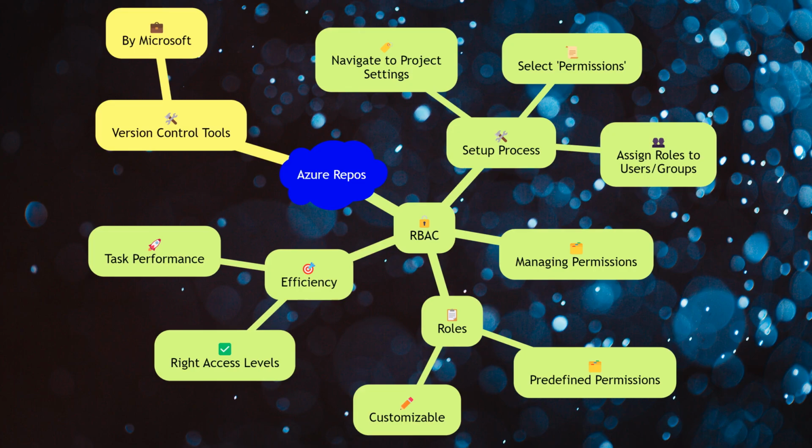Azure Repos, a set of version control tools by Microsoft, supports RBAC for managing permissions. To set up RBAC in Azure Repos, navigate to the project settings, select permissions, and assign roles to users or groups. Each role comes with predefined permissions, which can be customized to meet the specific needs of the project. This ensures that users have the right access levels to perform their tasks efficiently.